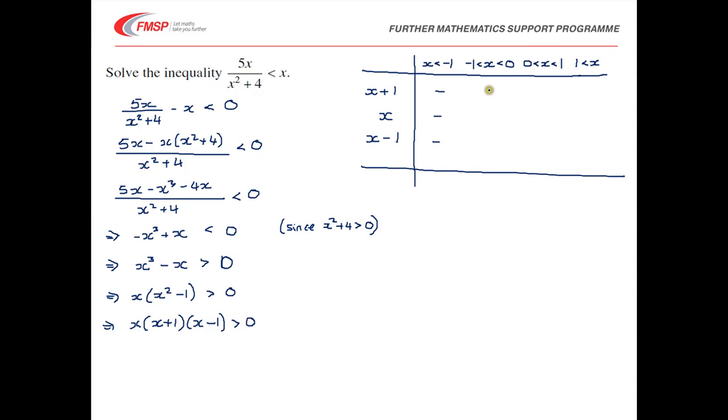Between -1 and 0, the first one will turn positive, the other two will still be negative. Beyond 0, the first two will be positive, but until I've reached 1, the last one is negative, and then beyond 1, they're all positive. Looking at the total expression, 3 negatives will be negative, 2 negatives and a positive is positive, 2 positives and a negative is negative, and 3 positives is positive.